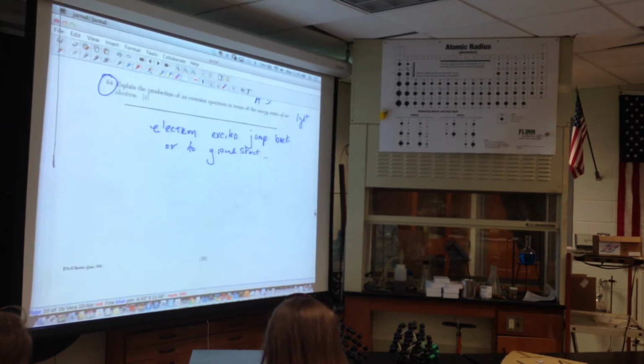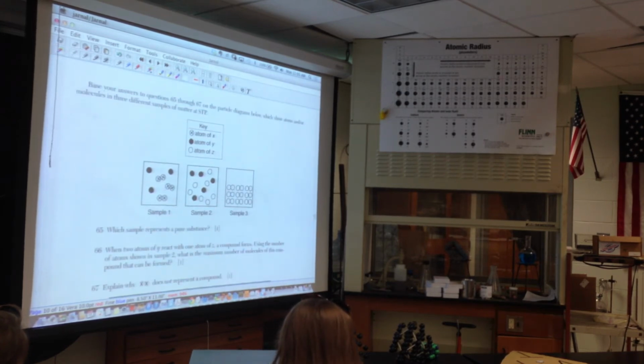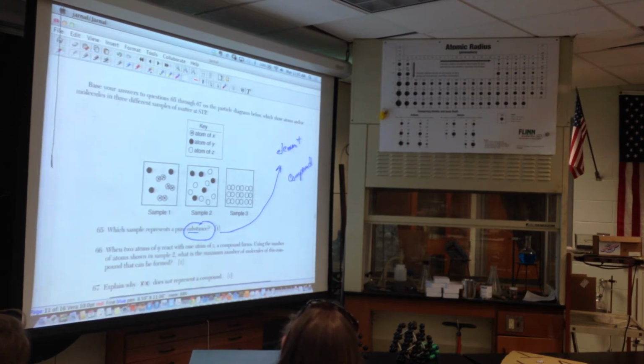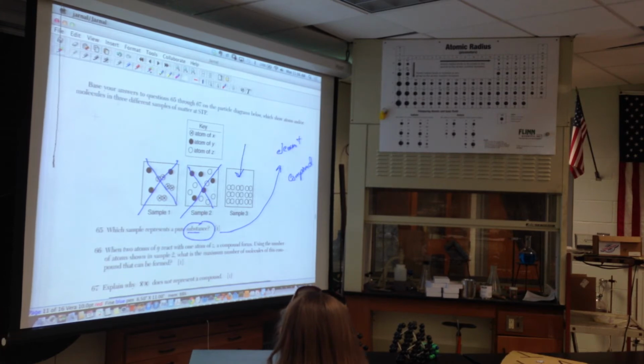Wow, all that stuff in front I did not need. It's amazing. Same thing here. Go right to the question. Which sample will represent a pure substance? My friends, a pure substance is an element or a compound. A pure substance is not a mixture. A mixture is made up of two or more substances. So this is a mixture. This is a mixture made up of two or more substances. One substance, one element. Sample 3.